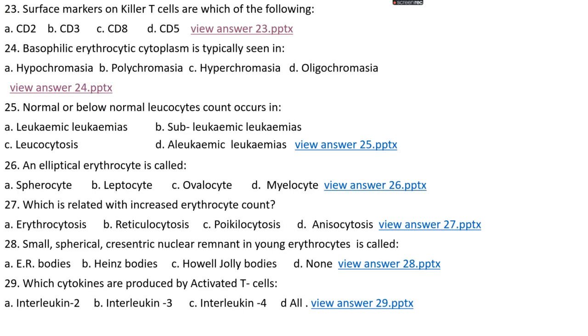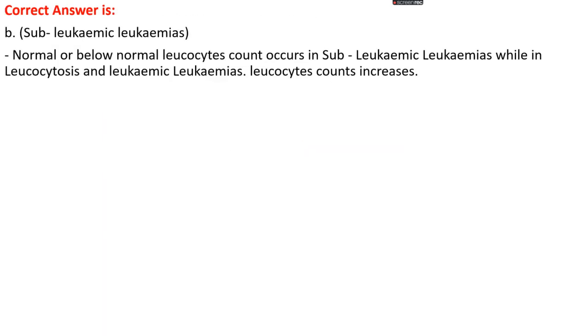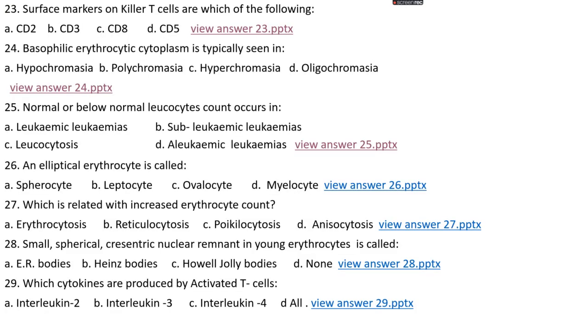Question number 25. Normal or below normal leukocyte count occurs in option A, leukemic leukemias, option B, subleukemic leukemias, option C, leukocytosis, option D, leukemic leukemias. The right answer is option B, that is subleukemic leukemias. Normal or below normal leukocyte counts occur in subleukemic leukemias, while in leukocytosis and leukemic leukemias, leukocyte counts increase.